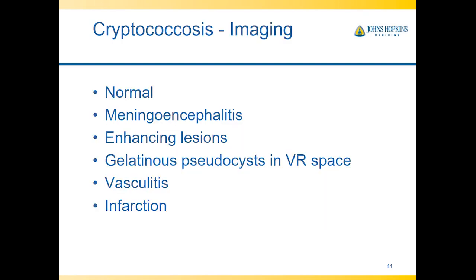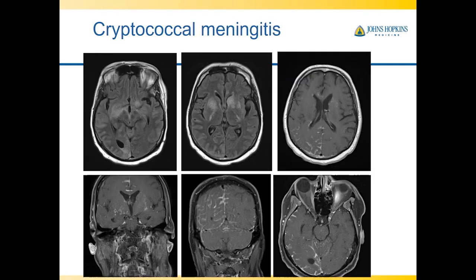So imaging can be normal, or there can be meningoencephalitis, which is a non-specific appearance, as with all infections. So you can have enhancing lesions. The characteristic finding is gelatinous pseudocysts in the Virchow-Robin spaces or the perivascular spaces, and you can have other complications. In this patient with cryptococcal meningitis, we can see prominent meningeal enhancement in the parieto-occipital regions, more on the right as compared to the left. And there is also abnormal FLAIR signal in the basal ganglia bilaterally, as well as in the right thalamus in this patient with cryptococcal meningitis.